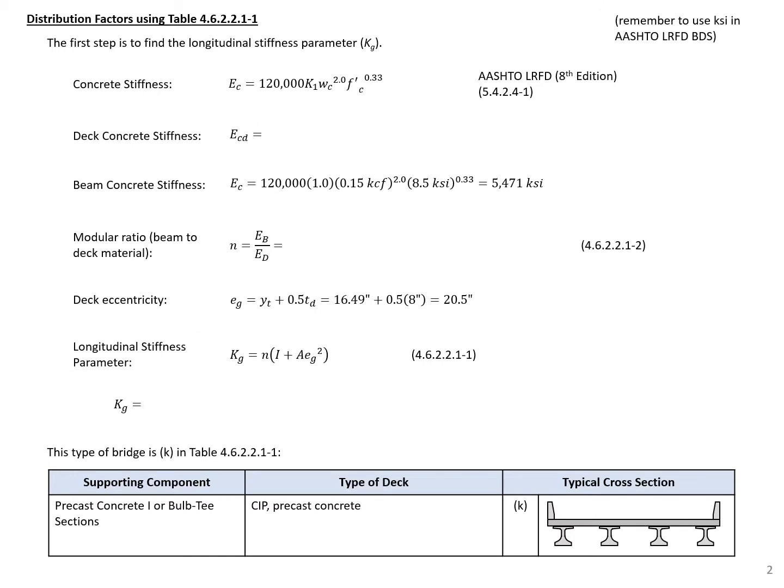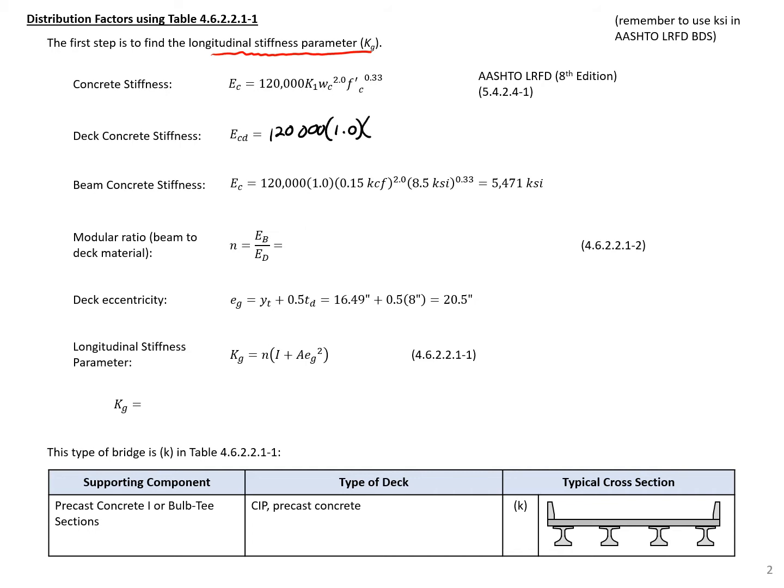Our next step is to find our longitudinal stiffness parameter, K sub G. And to do this, we'll need to find the stiffness of our deck concrete and the stiffness of our beam concrete. We're going to use our equation given in AASHTO. So here we'll find the first one. The deck concrete stiffness is 120,000 times our K1, which we're assuming is 1.0. If we don't have any given information on our aggregate or any testing information or modulus test information for our concrete, we'll just use a 1.0 there.